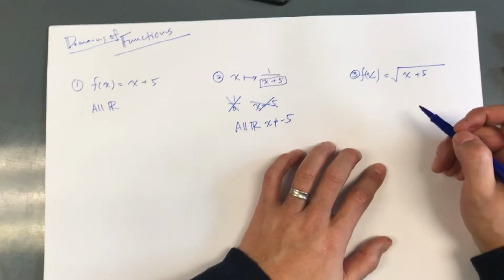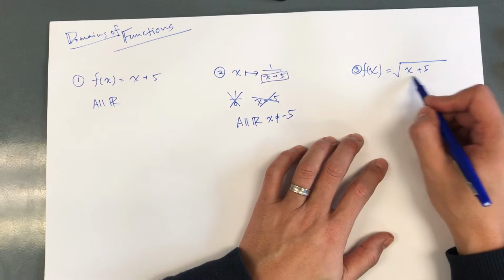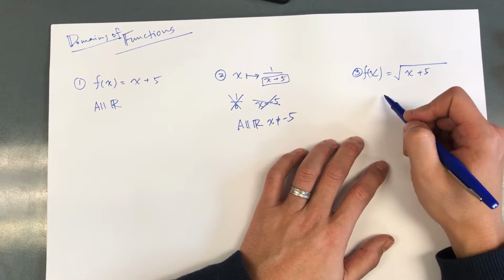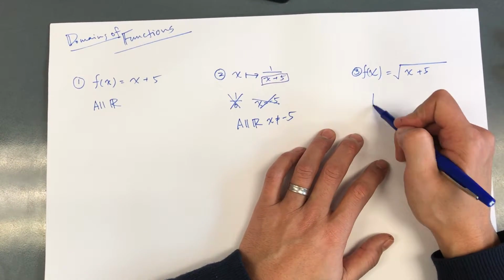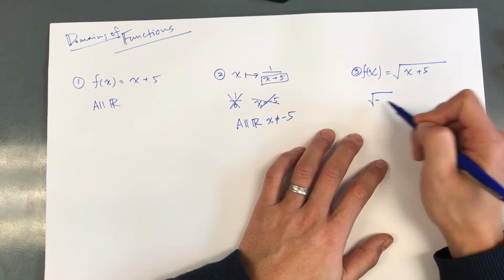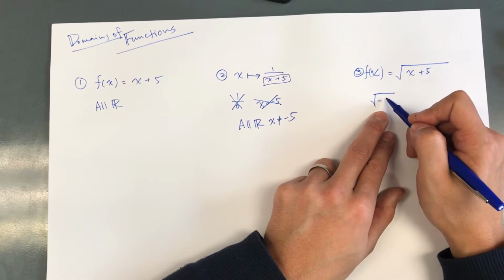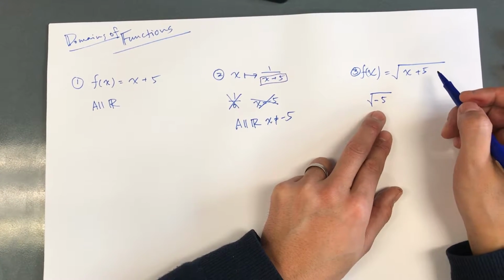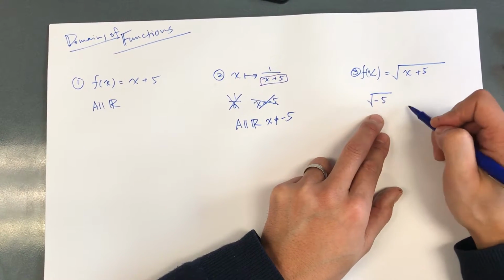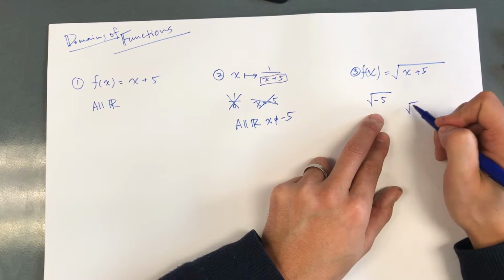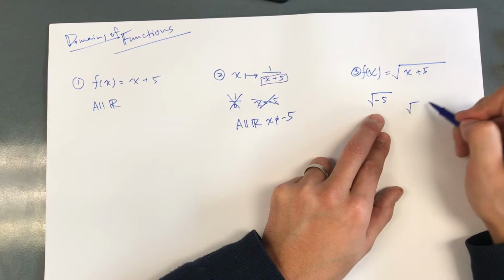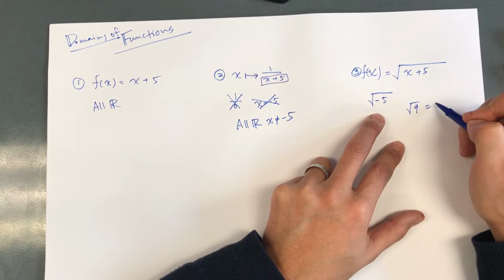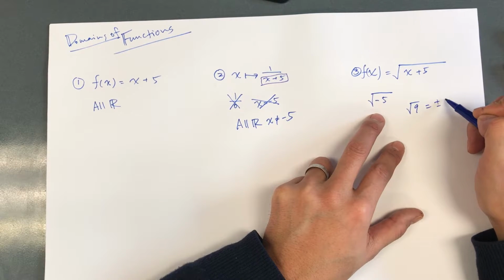So let's look at the last case. How about this one? Well, we know that if you have negative numbers inside of the square root, for example, the square root of -5, well, the definition of square root is that the square root of 9 is going to be equal to plus or minus 3.